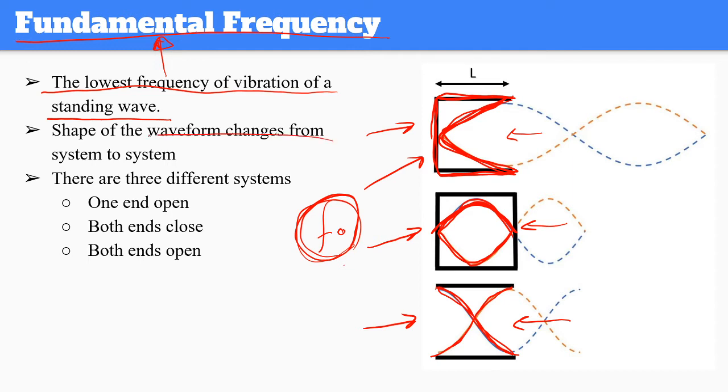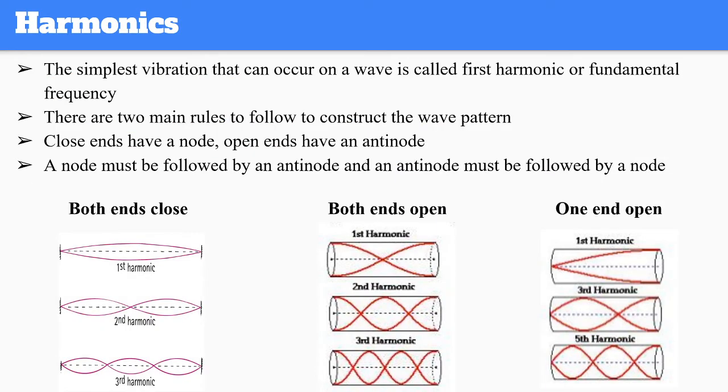And the shape of the wave will change from system to system. So as you can see here, you have a quarter of a wavelength, half of a wavelength. This is also half of a wavelength. We're going to see them in a minute. All right, so what is harmonics? For those systems, we basically use the term harmonics. It is the simplest vibration that can occur on a wave, called harmonics or first harmonic or fundamental frequency.